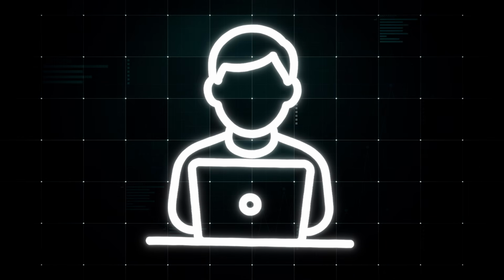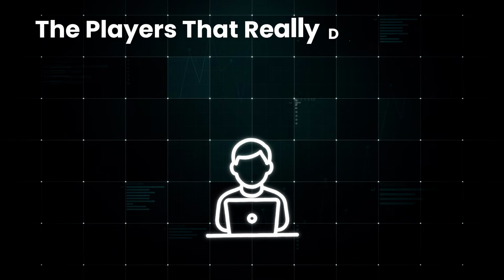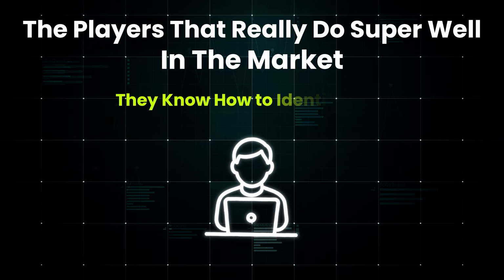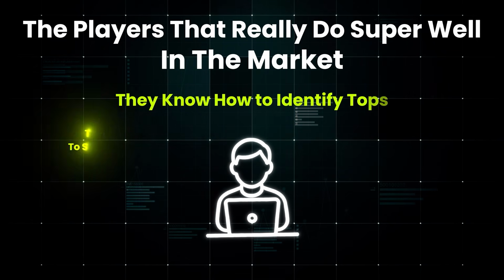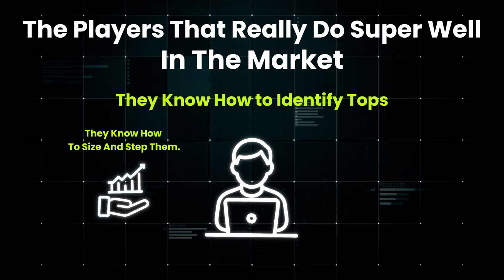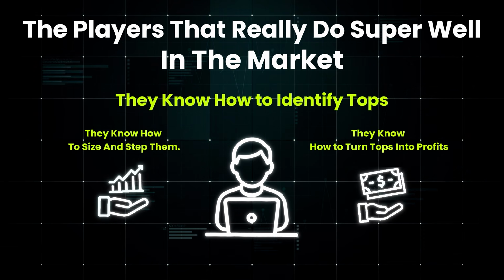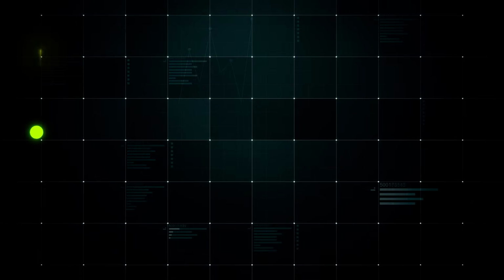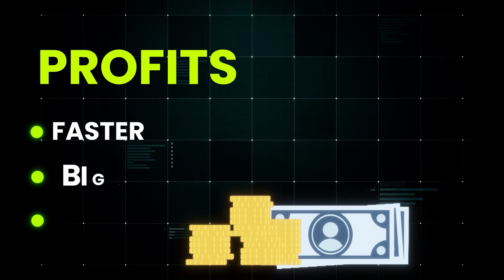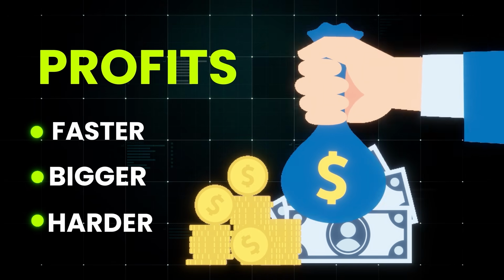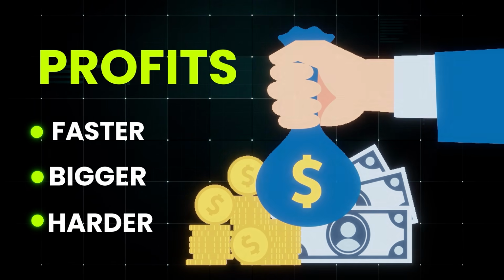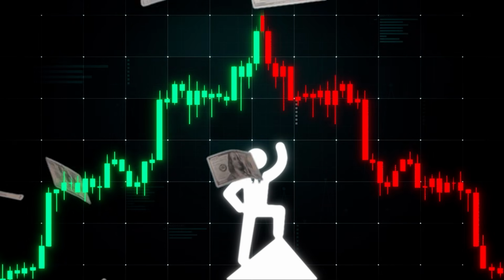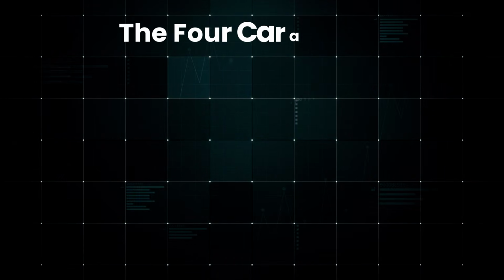The players that really do super well in the market, they know how to identify tops. They know how to sidestep them. And more importantly, they know how to turn market tops into fast, powerful profits. Profits are faster and they're bigger and they're harder for market tops. And this is why traders who have the ability to identify market tops tend to be the more profitable traders overall. The 4 characteristics of market tops.